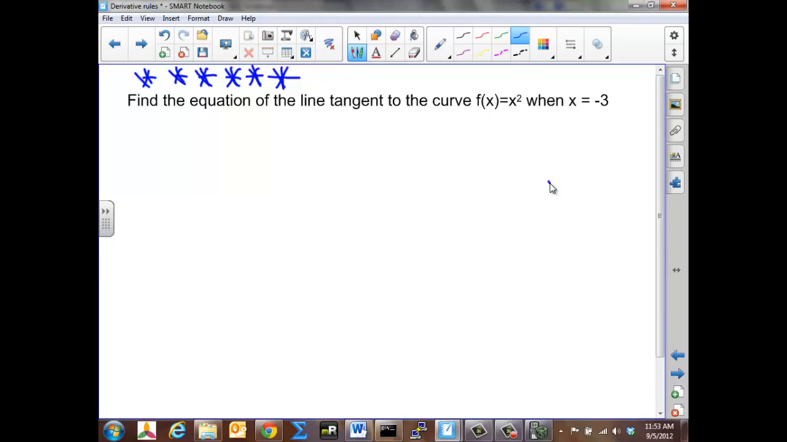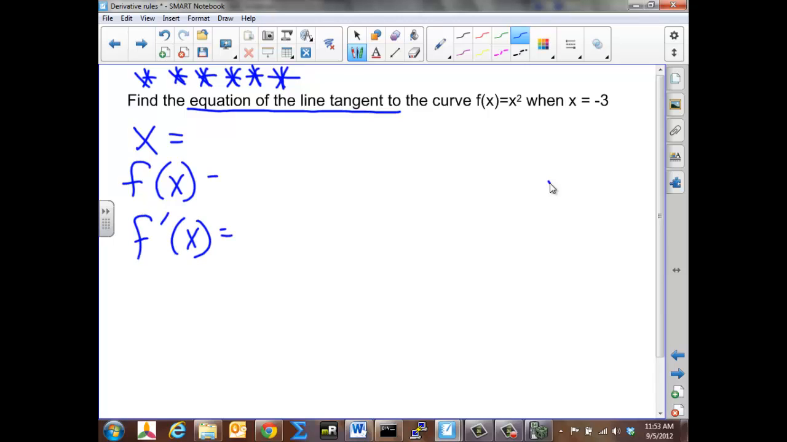Equation of the line tangent to the curve f of x equals x squared when x equals negative 3. Anytime you hear this, you need to think, I've got to find three things: slope, y-value, x-value. I've got to know what x is, I've got to know what f of x is, and I've got to know what f prime of x is. If I know those three things, I can solve the problem.